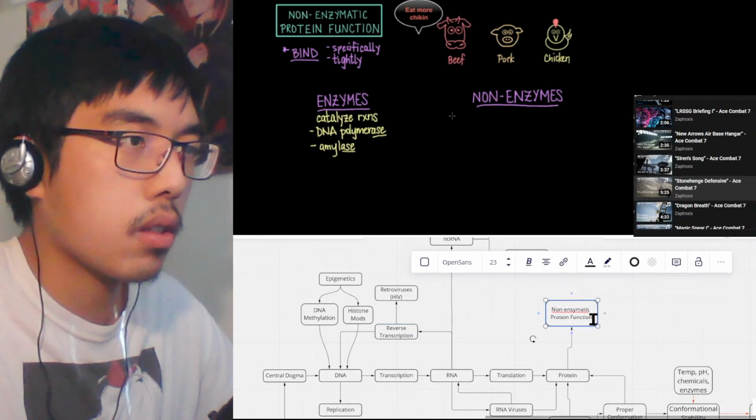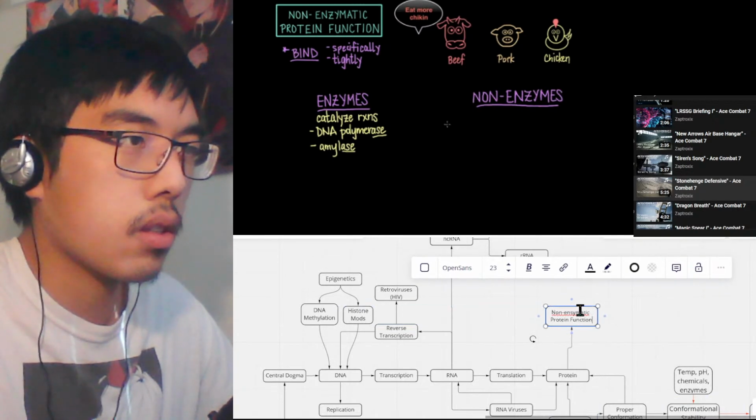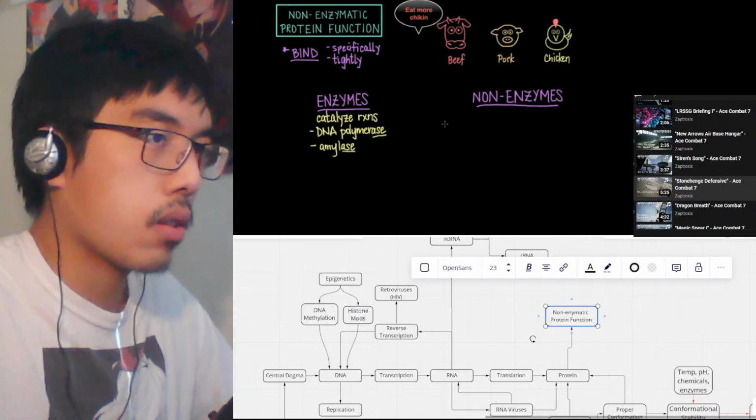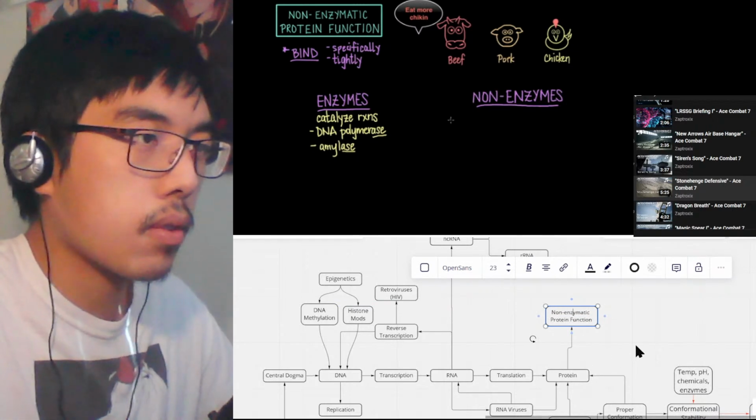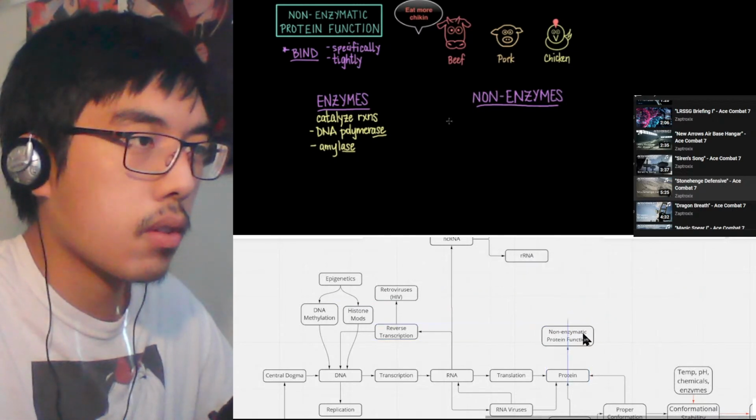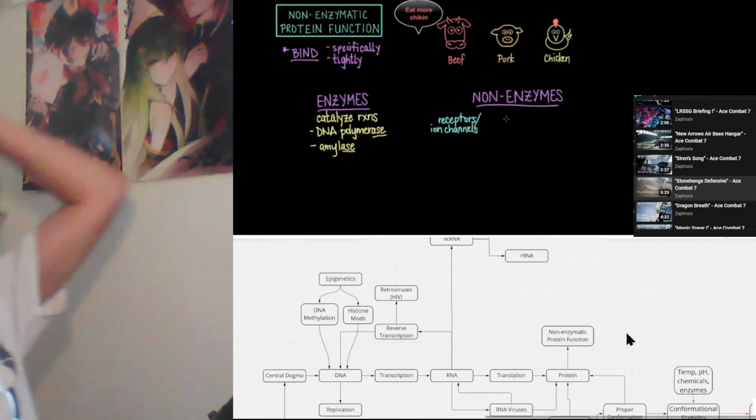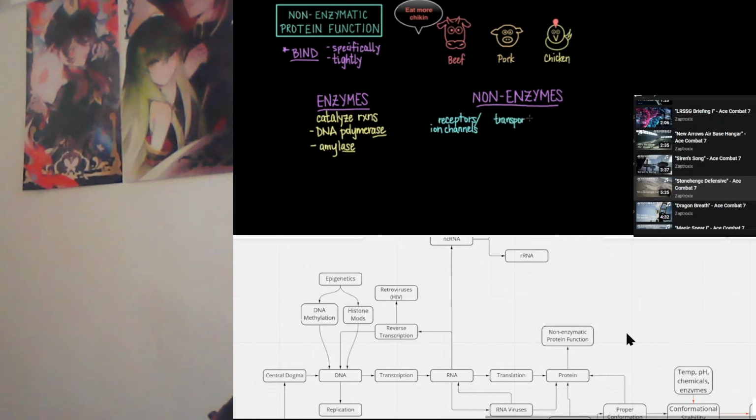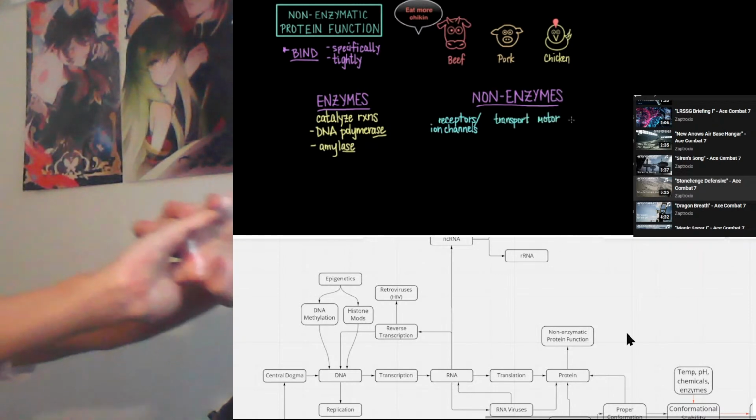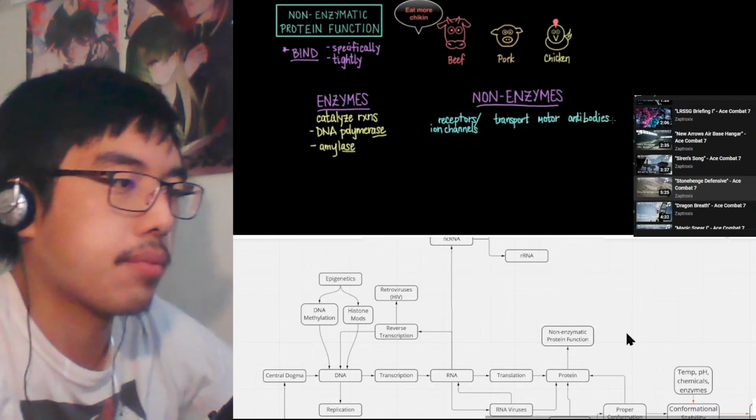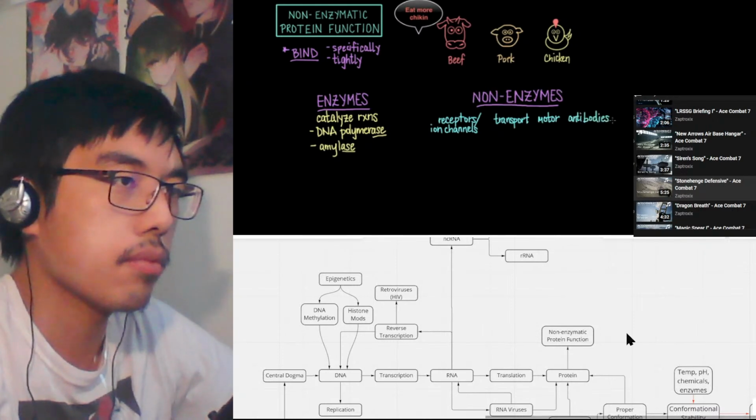Now, non-enzymatic proteins or non-enzymes are all those proteins that carry out functions that require the capacity to bind, but not necessarily to catalyze a reaction. And so what are some examples that we'll be talking about of non-enzymatic protein function? Well, there are proteins that function as receptors or ion channels in a cell membrane, and we'll talk more about that. And then there are proteins that are transport proteins. There are also motor proteins, and then a special class of proteins that function as an integral part of the immune system, and those are called antibodies. And so we'll go through each of these examples of non-enzymatic protein function one by one.